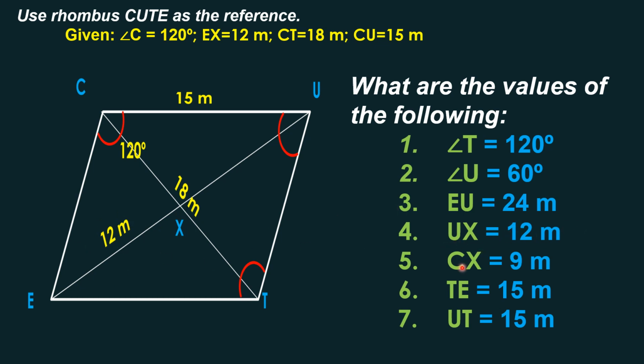So UX is 12 meters like EX. We have here CX. CX is half of diagonal CT. So CT is 18, so we are just going to divide it by 2. So CX is equal to 9 meters. Next, we have here TE. TE is 15 meters because its opposite side is also 15 meters. And UT, same. UT is also 15 meters. Why? Because all sides of a rhombus are equal, just like a square.